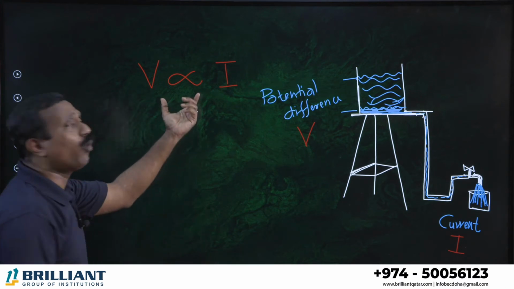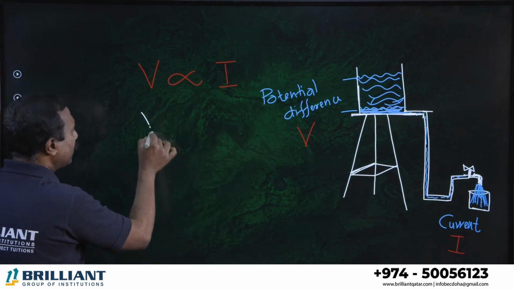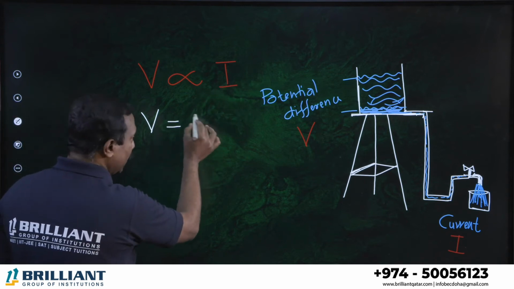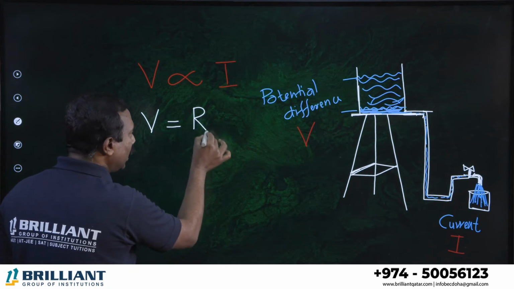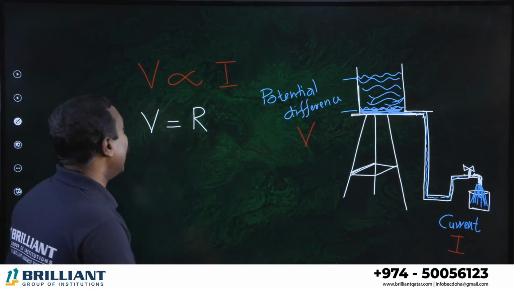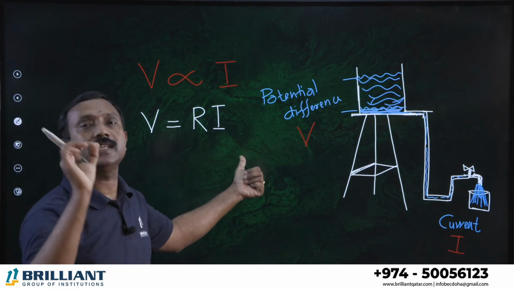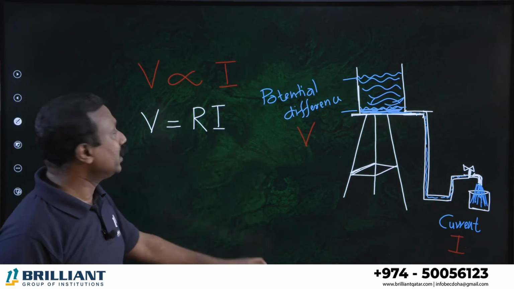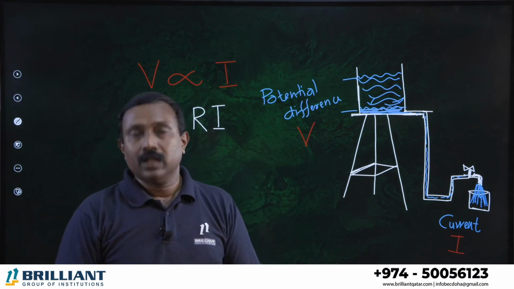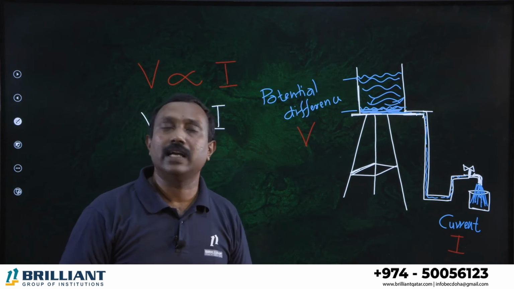Now we can avoid the proportionality. I need a mathematical expression. So, how can we correlate that? We can write V is equal to a constant times I. So, here we are taking the constant as R. That is the resistance offered by the conductor against the flow of current. So, here R is called the constant of proportionality and it is always known as the resistance. This is the relationship that Ohm's law states. This concept was first put forth by the eminent scientist George Simon Ohm.